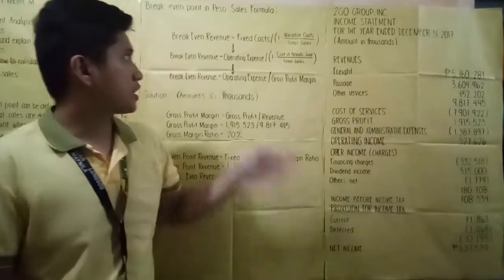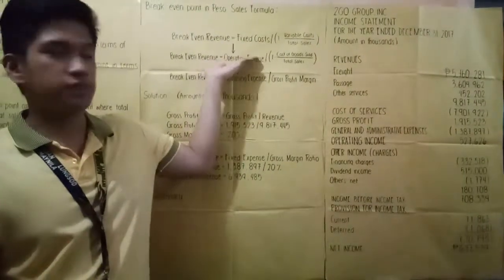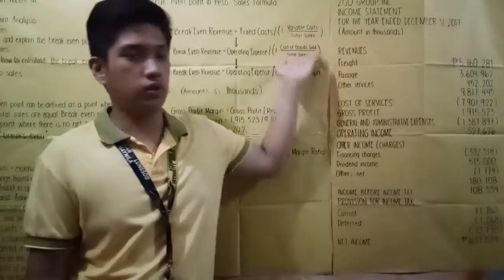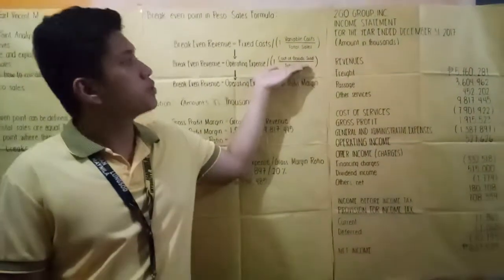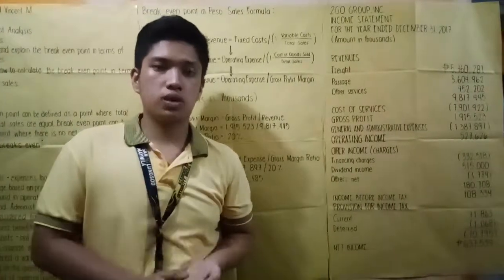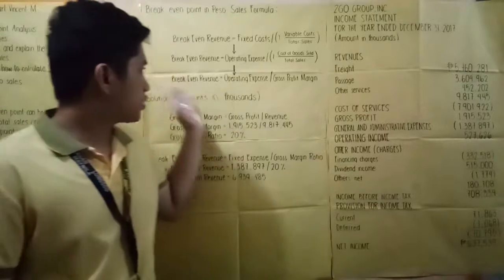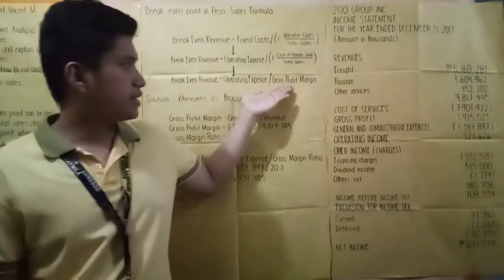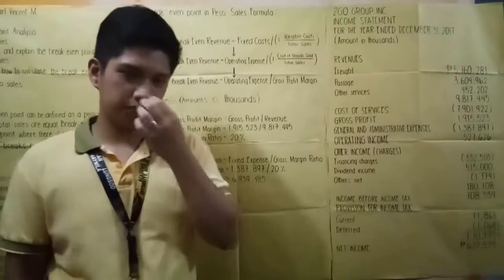Let us now assume that all fixed costs are under the operating expenses and all the variable costs are under the cost of goods sold. Cost of goods sold over the total sales is the cost of goods sold percentage, and 1 minus cost of goods sold percentage results to gross profit margin. Now the formula is break-even revenue is equal to operating expense divided by gross profit margin.